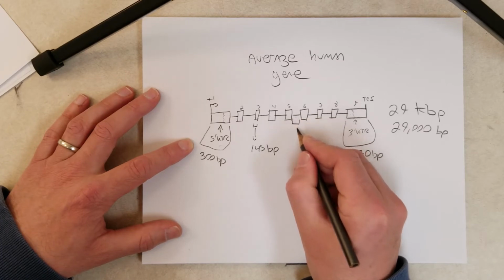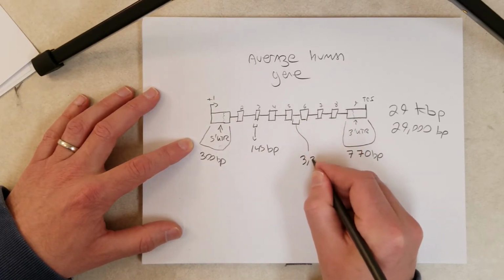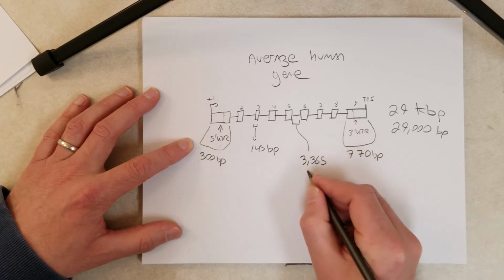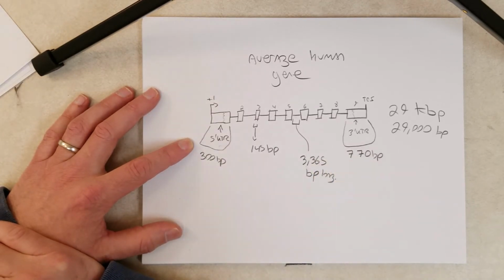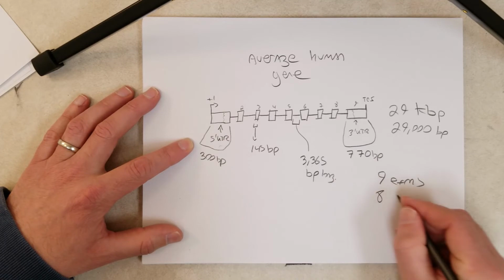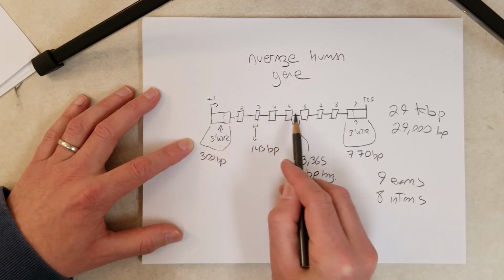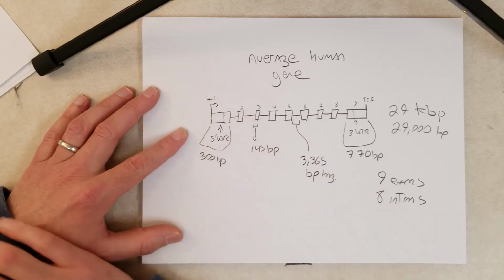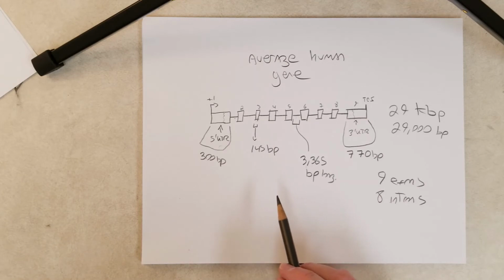Introns, see how I drew them? I meant to draw them bigger. They're almost 20 times longer than the average exon. So 3,365 base pairs long. So introns are much, much longer than exons. And okay, like I said, 9 exons on average, always going to be 1 less intron, right? You can count them up if you want. 1, 2, 3, 4, 5, 6, 7, 8. So 8 introns on average. And that's your average protein coding gene in the human genome.